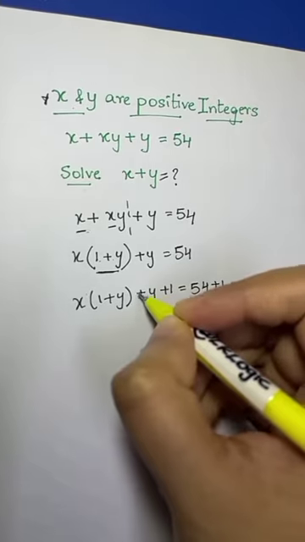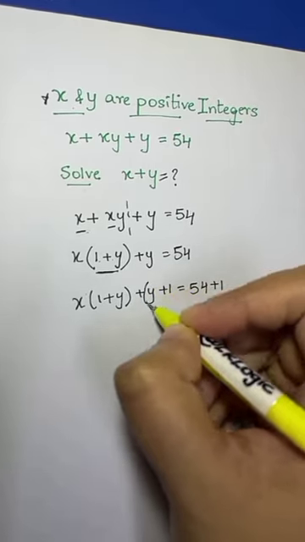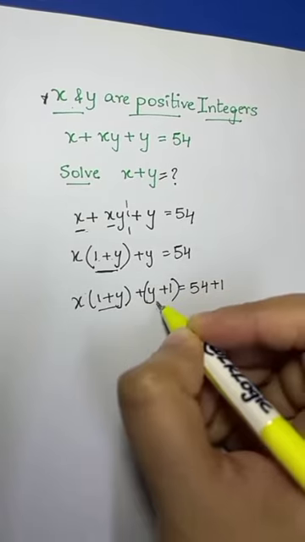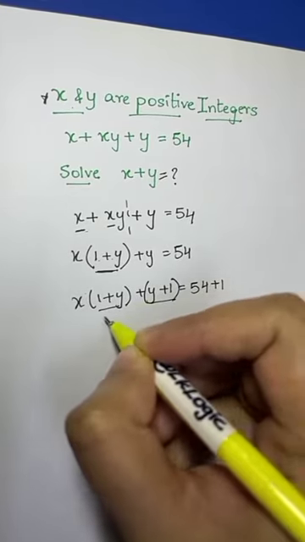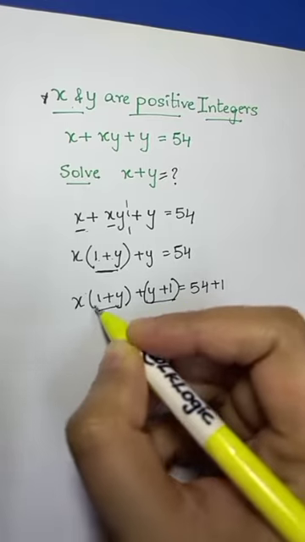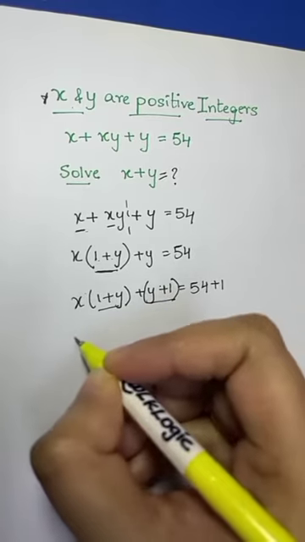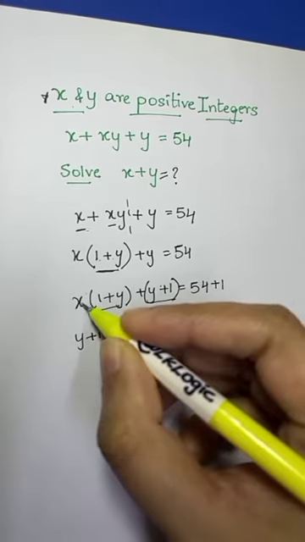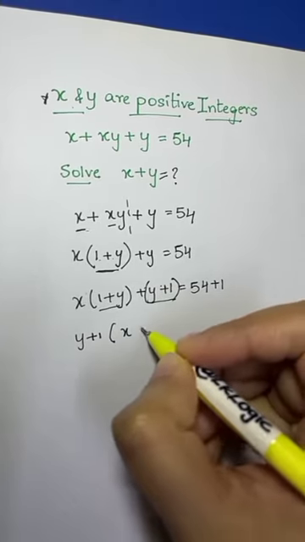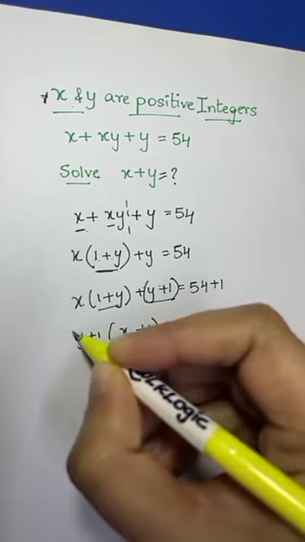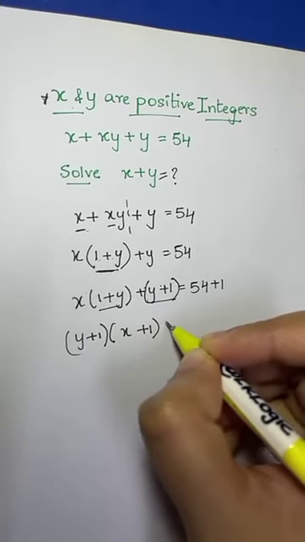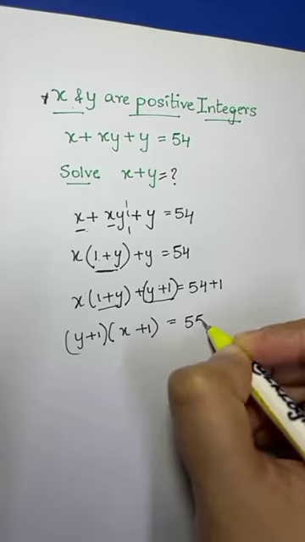Now we have two factors. As you can see, I can sum it up into parentheses like this. Now you have 1 plus y here. Can you see we have a common factor here? I can take out this common factor, y plus 1, into x, and here just plus 1. So I have y plus 1 into x plus 1 equals 55.